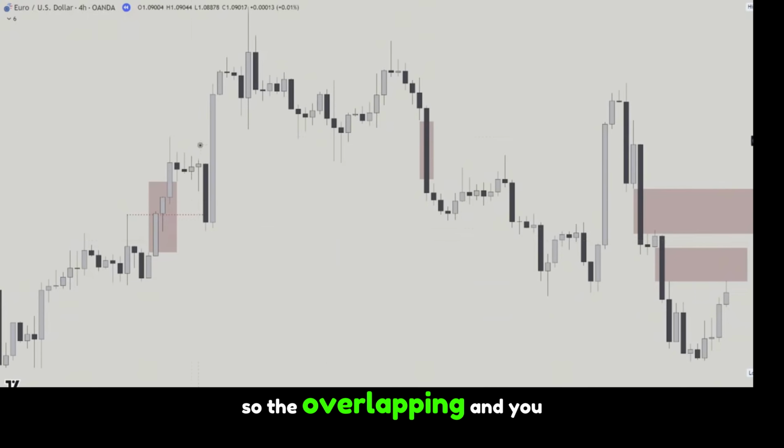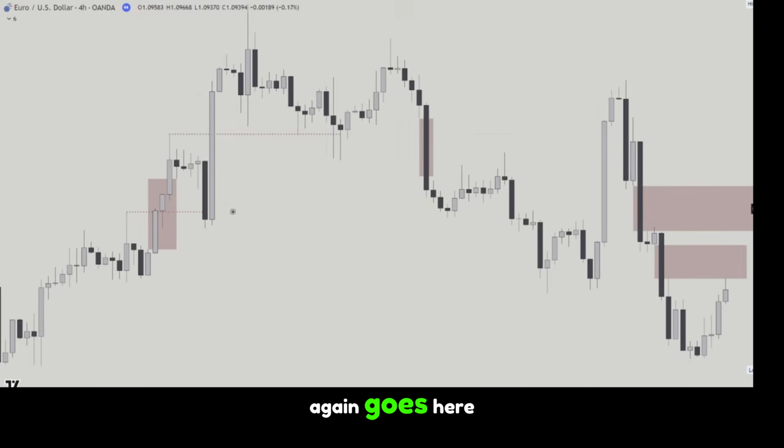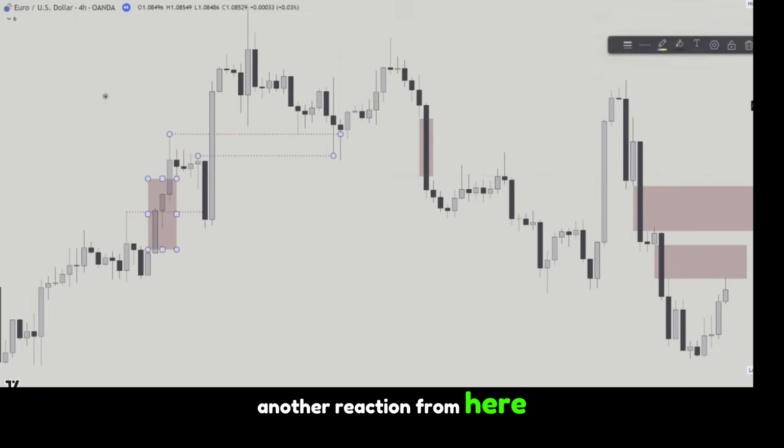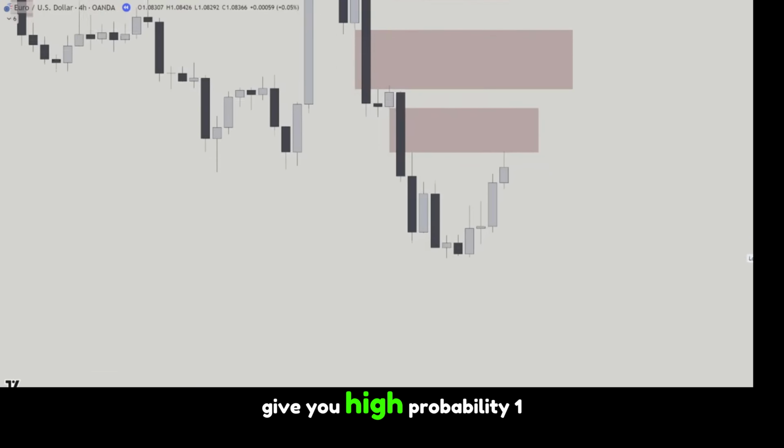So the overlapping, and you see here, it's the same. A fair value gap, overlapping, that's where price comes, and again goes here, because there's another overlapping here. So you see, another overlapping here, that's where price comes. One reaction from here, another reaction from here. So overlapping actually minimizes the fair value gap and gives you high probability ones.